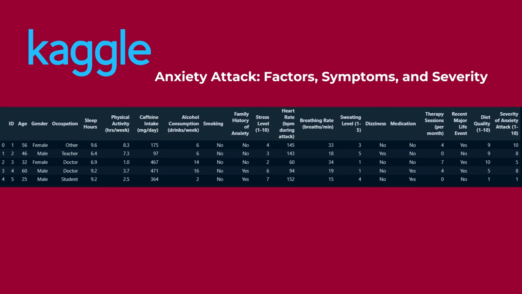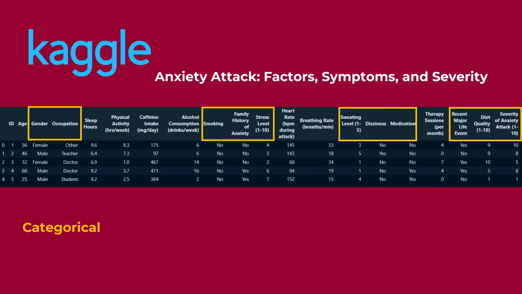Let's look at an example dataset from Kaggle, which is about anxiety attack, factors, symptoms, and severity. Here we have categorical features such as gender, occupation, smoking, and recent major life event. And we have numeric data in columns such as age, sleep hours, and therapy sessions per month.